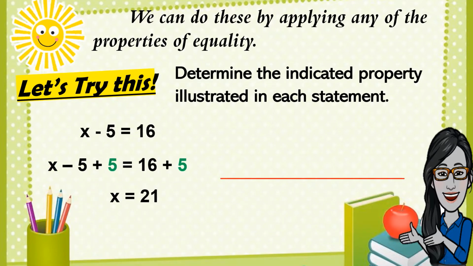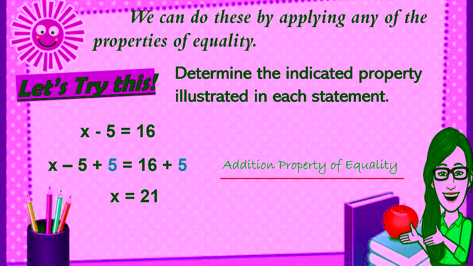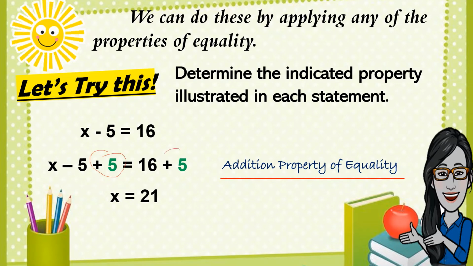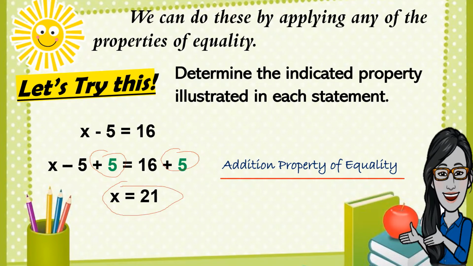So look, we have here x minus 5 is equal to 16. And then, anong nangyari? x minus 5 plus 5 is equal to 16 plus 5. Tingnan nyo nga, anong property ang ginamit dito sa ating part na to? So that is the addition property of equality because nag-add tayo ng 5. And then look at the final answer. x here became 21. Paano naging 21?